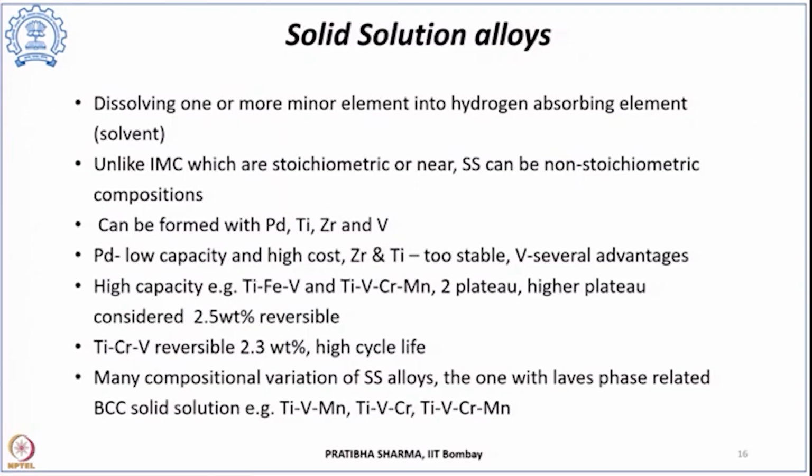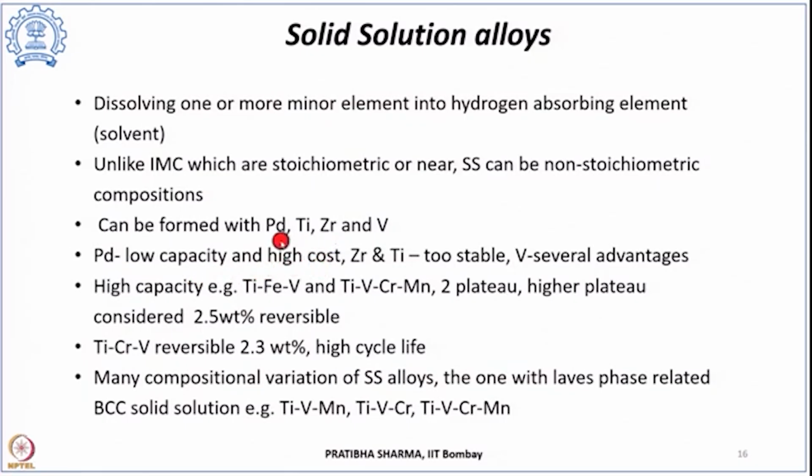Now, in the case of intermetallic compounds, those used to be either stoichiometric or nearly stoichiometric. It is not essential that these follow the same, so solid solutions can be non-stoichiometric as well. Usually the solvent used here could be palladium or titanium or zirconium or vanadium. If palladium is used, then the problem is we get a low capacity and the cost is high.